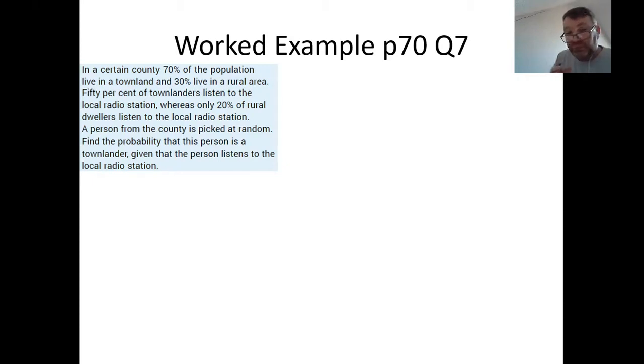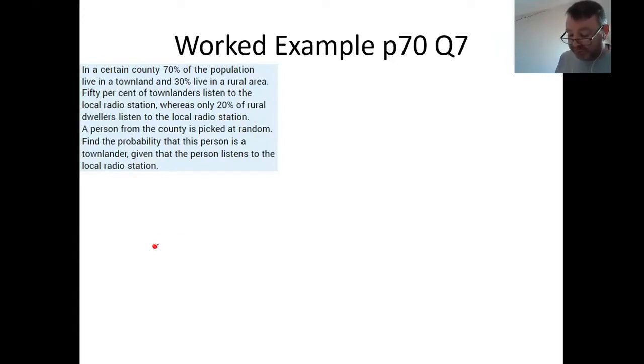Now, you can do this in one of two ways. Because there are two different descriptors. You've got rural and you've got townlanders. Then you have people who listen to the radio, local radio, and those who don't listen to the local radio. So I'm going to introduce something here which I'm going to talk about later on. They are called tree diagrams, and you've done these before, I'm sure, for your junior cert. So let's just start here.